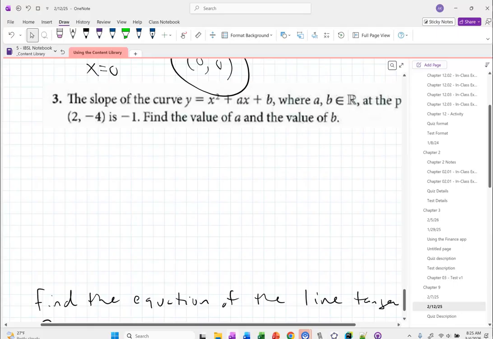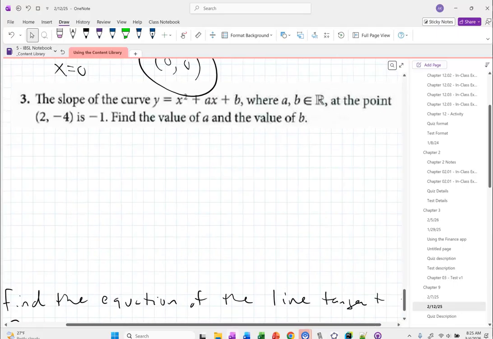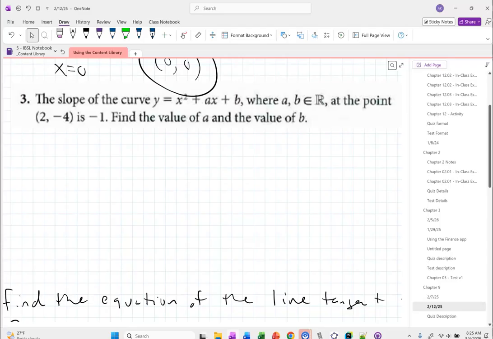Next example says the slope of the curve y equals x squared plus ax plus b, where a and b are real numbers, and we're talking about at the point 2, -4. The slope there is -1. Find the value of a and the value of b. Notice that we're given a slope, correct? At a specific point, correct?